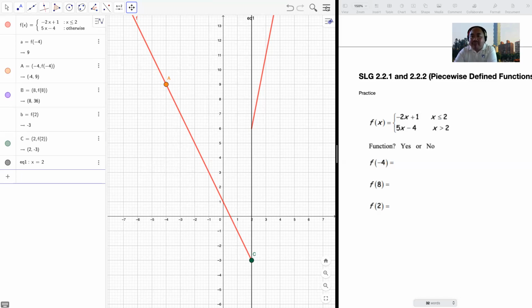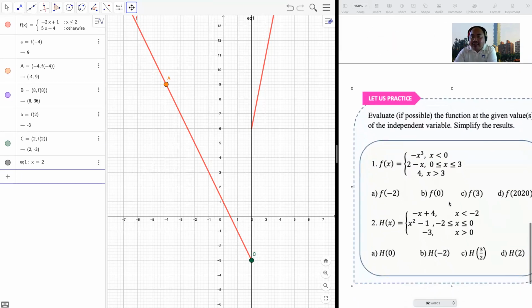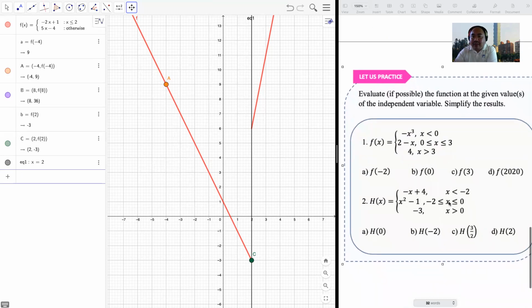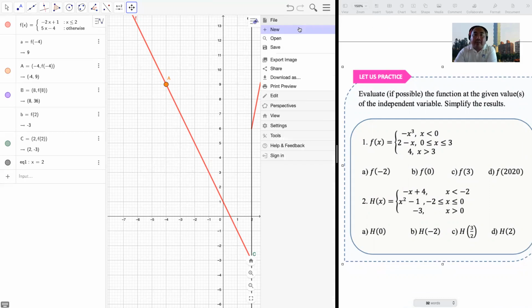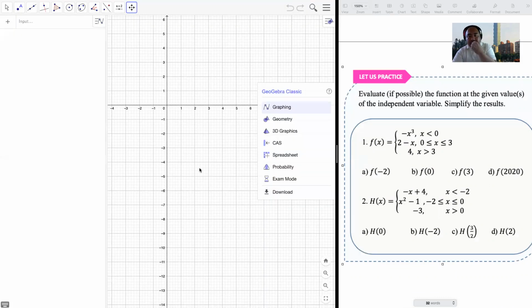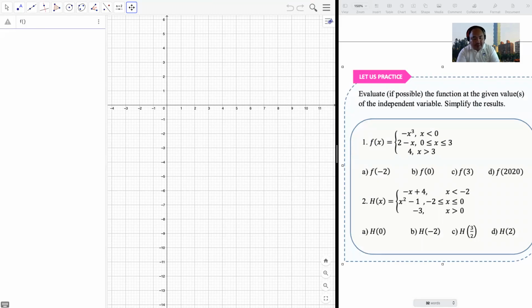Right. Sir, what about in the learning guide, where there are three definitions? How do we do that in GeoGebra? Okay, let's do it. All right. So for example here, f, or rather, the domain of f has three different partitions. And on each partition, there is a different graph. So how do we do that? So don't worry, you do it from left to right.